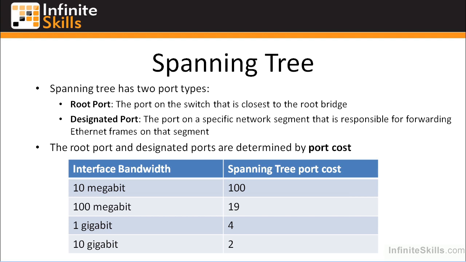And you don't have to memorize this table, but as you can see, the faster the bandwidth, the lower the cost. So let's say you have two switches that are connected to each other, and they're connected with redundant links. One's a 1 gigabit link and one's a 10 gigabit link. Well, Spanning Tree will pick that 10 gigabit link because the Spanning Tree port cost is lower for 10 gigabit versus 1 gigabit. We'll pause here and pick up our discussion of Spanning Tree in the next video.